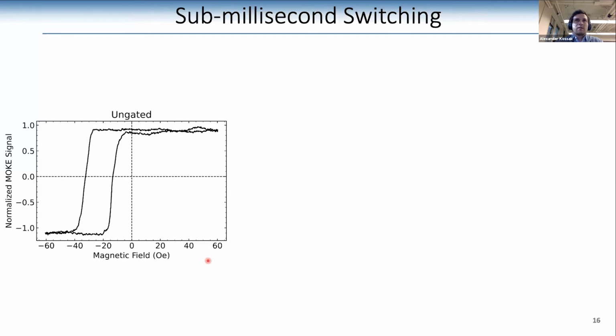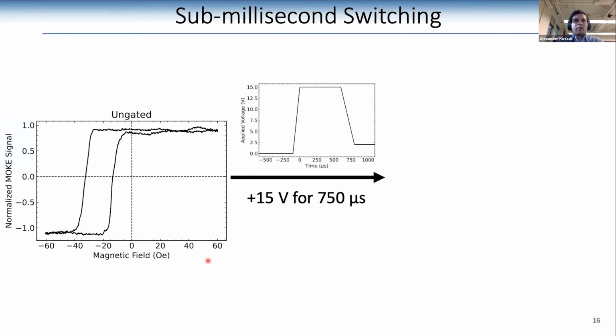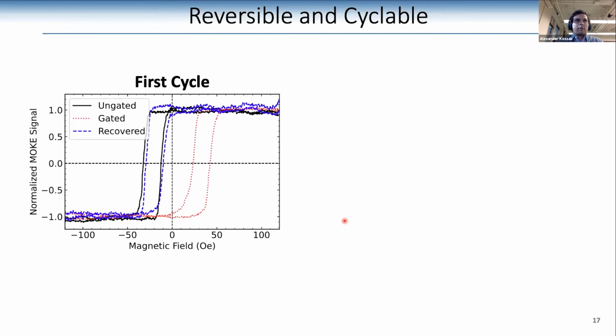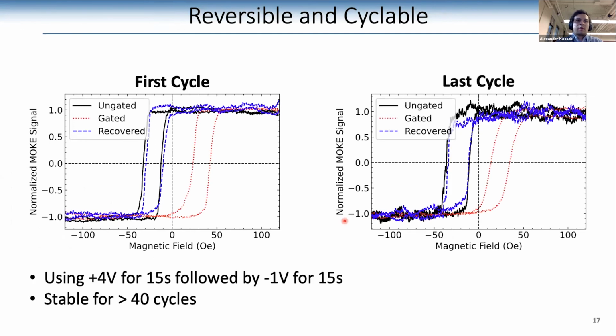We can push this device, as many have done with proton gating, down to quite fast switching timescales. So far, we've been able to demonstrate that with a 15-volt pulse at 750 microseconds, we can switch it into an ungated state. Other proton gating platforms have been able to show down to 50 microseconds, 5 microseconds. So there's probably no reason that, with some optimization of the heterostructure, this can't get even faster. And this is also quite reversible and cyclable. So far, we've demonstrated that this can be done for 40 cycles.